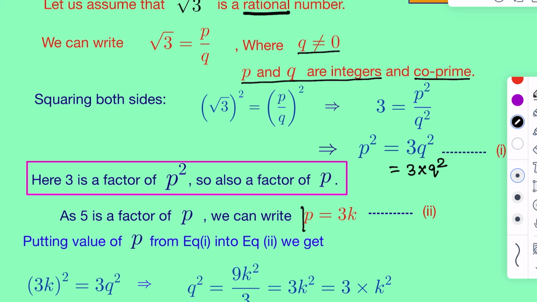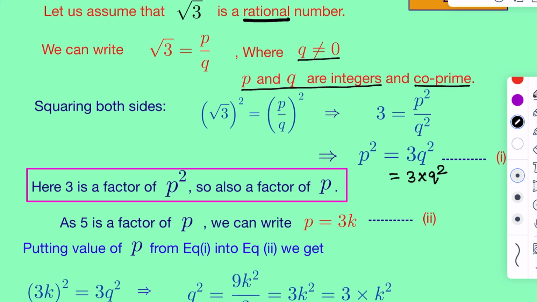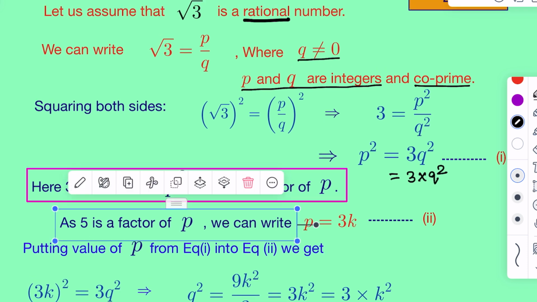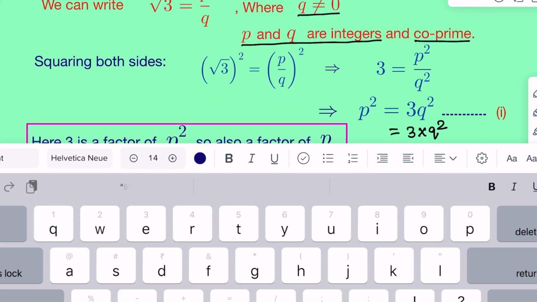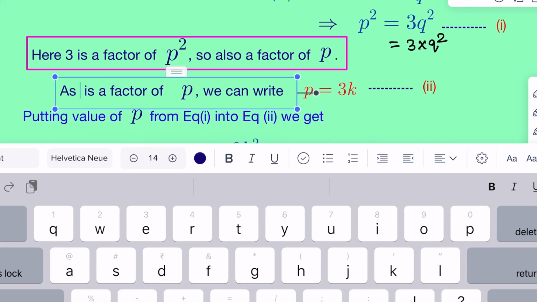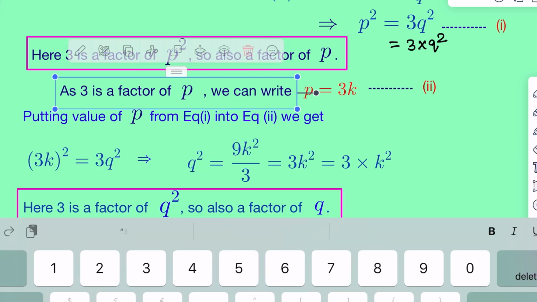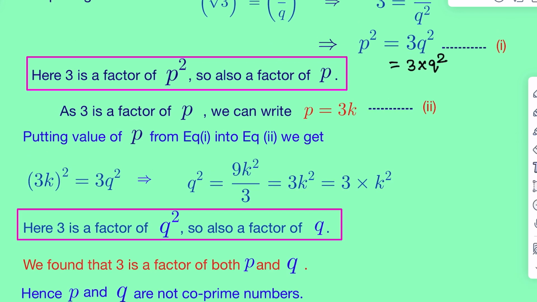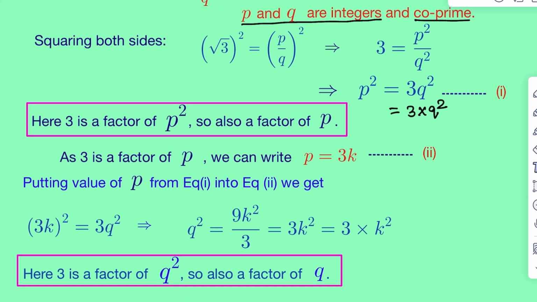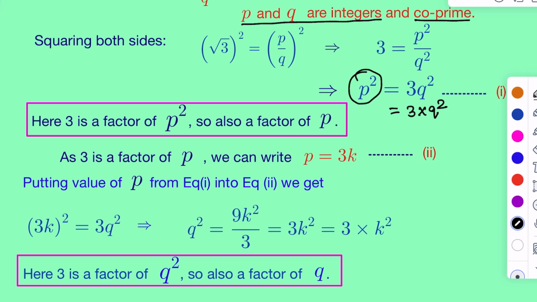Now, as 3 is a factor of p, we can write p as, not 5, the factor is 3. As 3 is a factor of p, we can write p is equal to 3k. So now squaring both the sides, in equation 1 we will put in place of p, 3k whole square. In p square, that is 3k whole square.